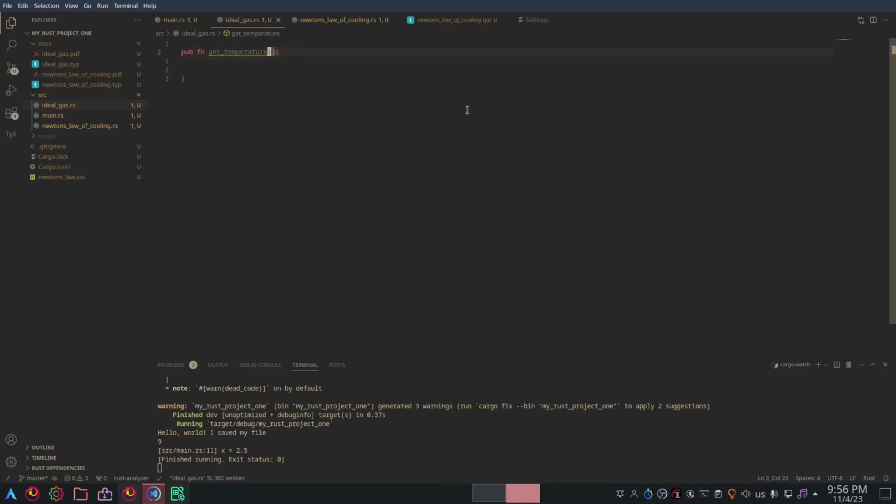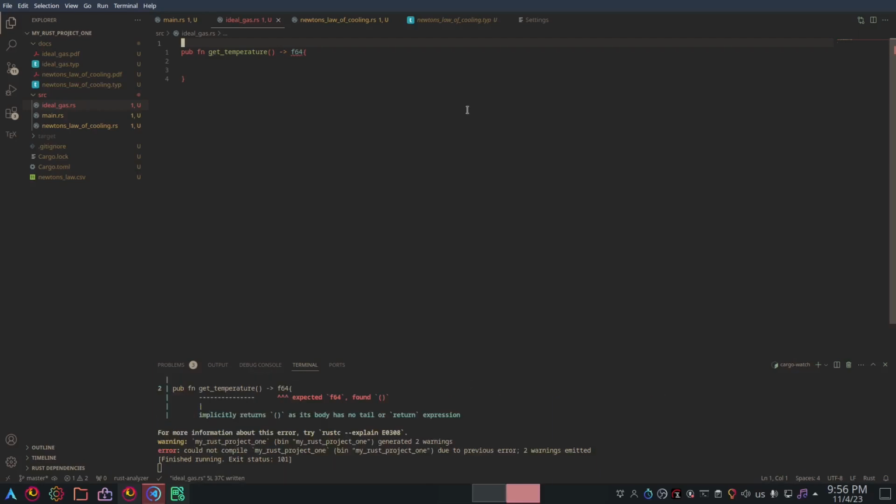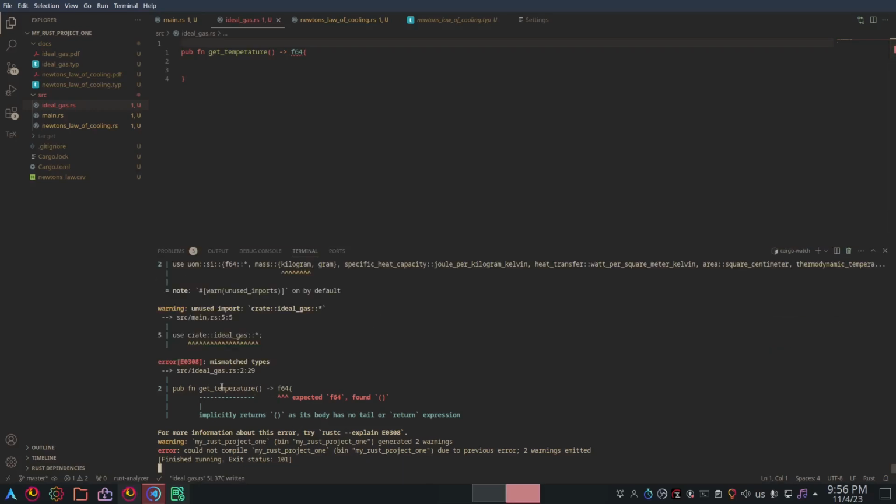Well, if you want to specify the output type, use the arrow as such. This dash and then the greater than sign. If you want it to be a float 64, you define it like so. Of course, there's a problem right here because it says the function get temperature, when you try to return an F64, well, you're returning this open and close bracket. Open and close bracket just means it's returning a nothing. It's a void. You're not returning anything. That's the easiest way to understand it, or the simplified way.